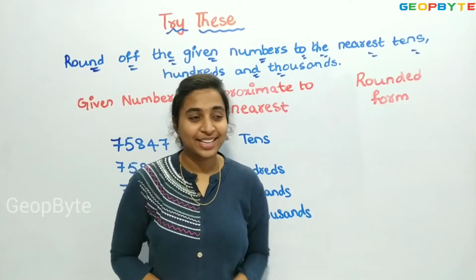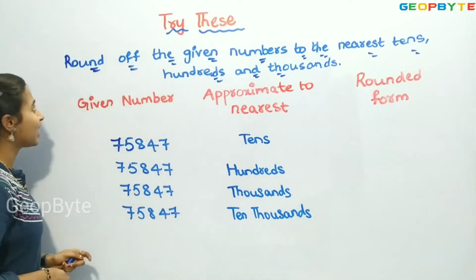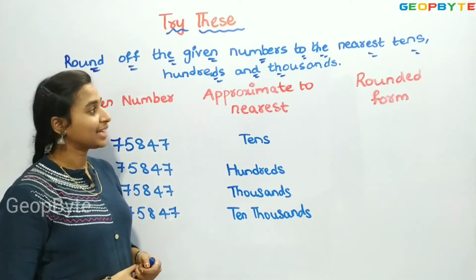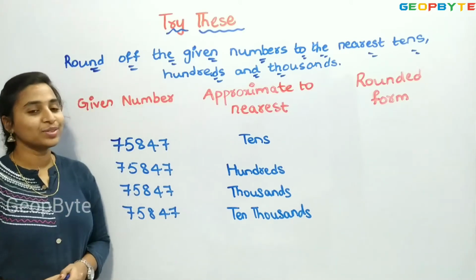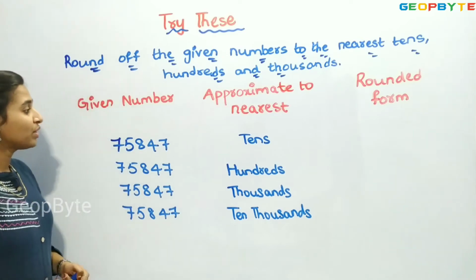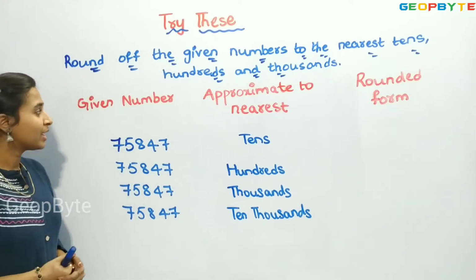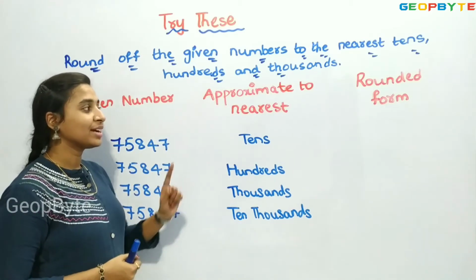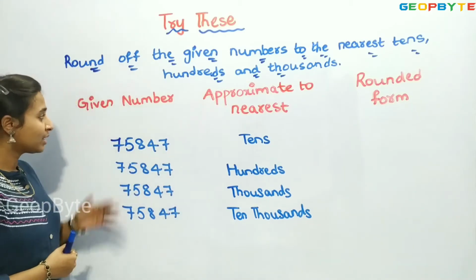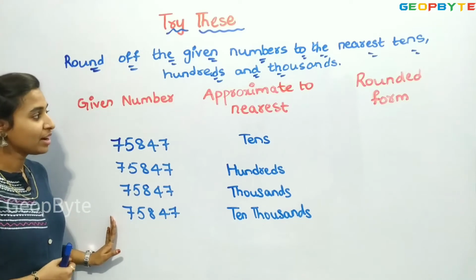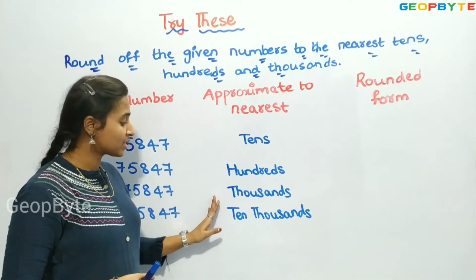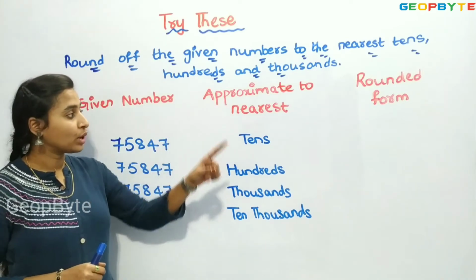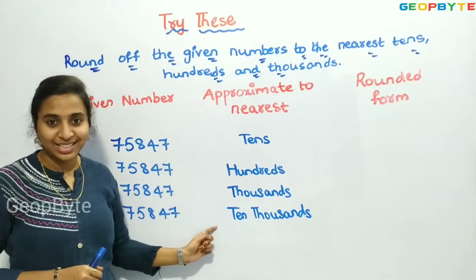Now let us see, try these. In that, round off the given numbers to the nearest tens, hundreds and thousands. Below we have three columns, namely given number, approximate to nearest, and rounded form. The numbers are given, and tens, hundreds, thousands and 10,000s are given. We need to round off according to these.